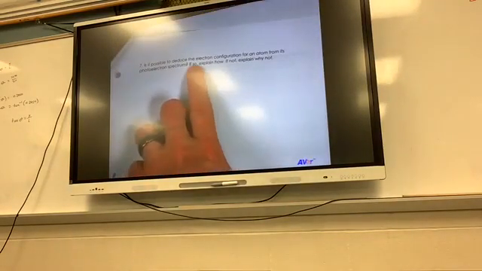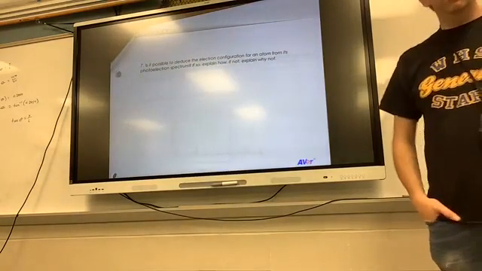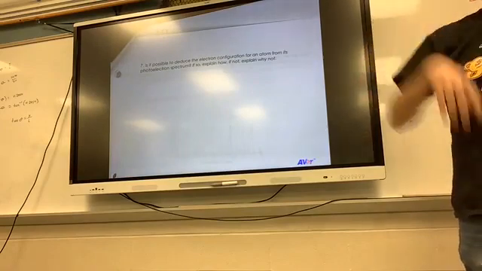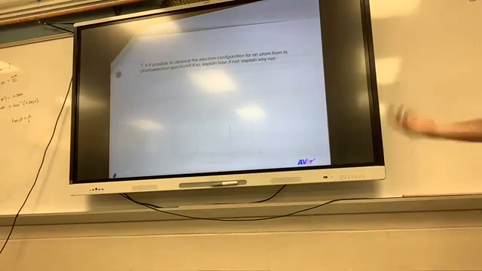And finally, number 7, is it possible to deduce the electron configuration of an atom from its photoelectron spectrum? Yeah. You can look at the number of peaks, how high they are, and you can just figure 1s2, 2s2 from the peaks. So that was yes. So I graded those 3.